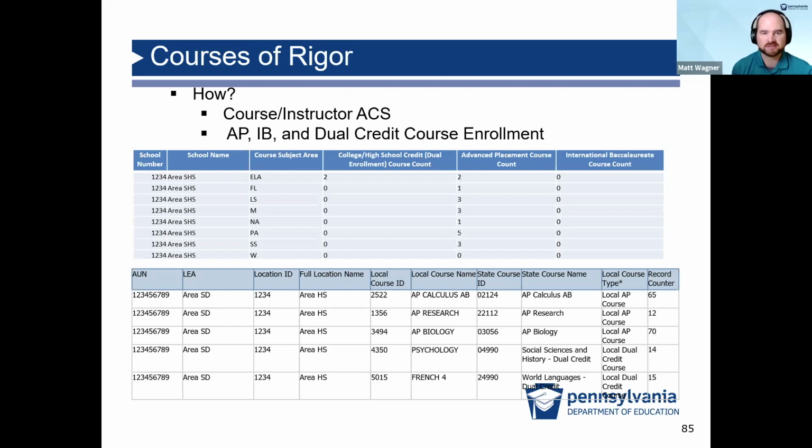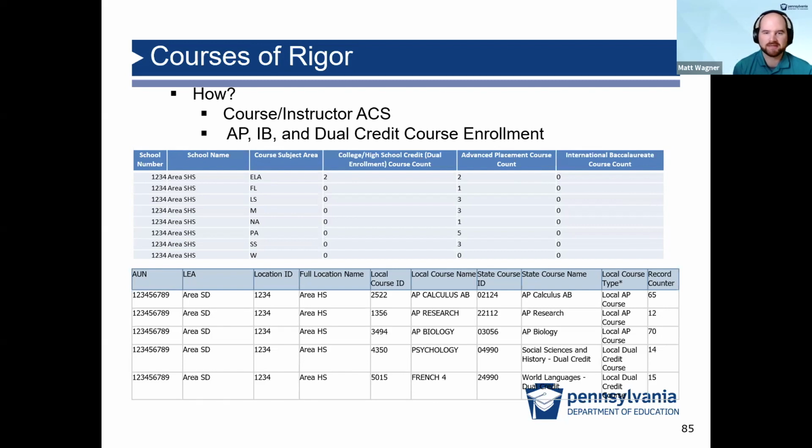So you can see the first column, school, and then you have your subject areas. You have your dual credits, which ones count for dual credits for that subject area. Second column is which ones count for AP, and then your IB courses. And then below that is the AP, IB, and dual credit course enrollment report. You run that to show more detailed information.